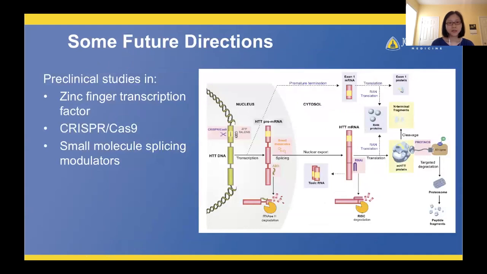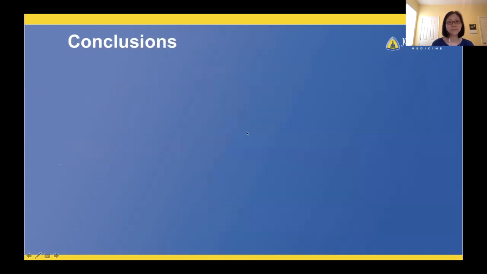Just one slide on future directions. This picture is to show there are a lot of different areas for drug engagement. And there are active studies in zinc finger transcription factor and CRISPR-Cas9 at the DNA level. No human studies that I'm aware of that are ready yet. And other small molecule splicing modulators are also being studied.